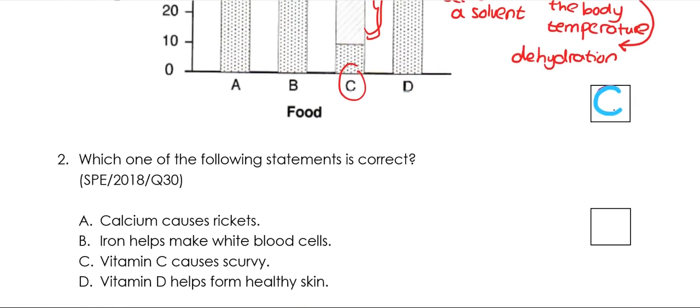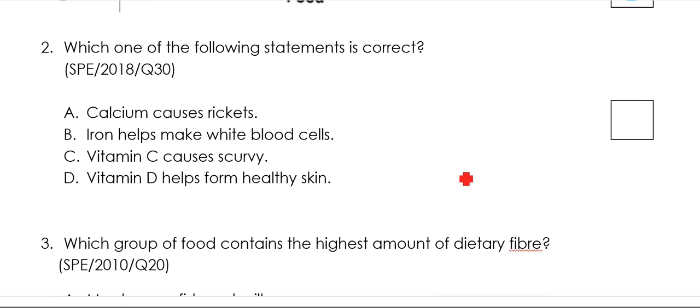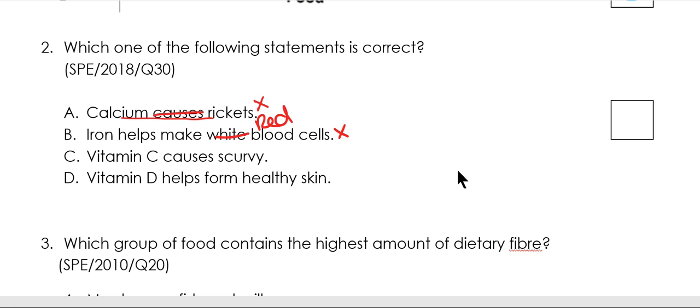Let me try to zoom this in. Okay. Calcium causes rickets. Calcium actually prevents rickets, so this is incorrect. Iron helps make white blood cells. This is also incorrect because iron helps to make red blood cells instead.